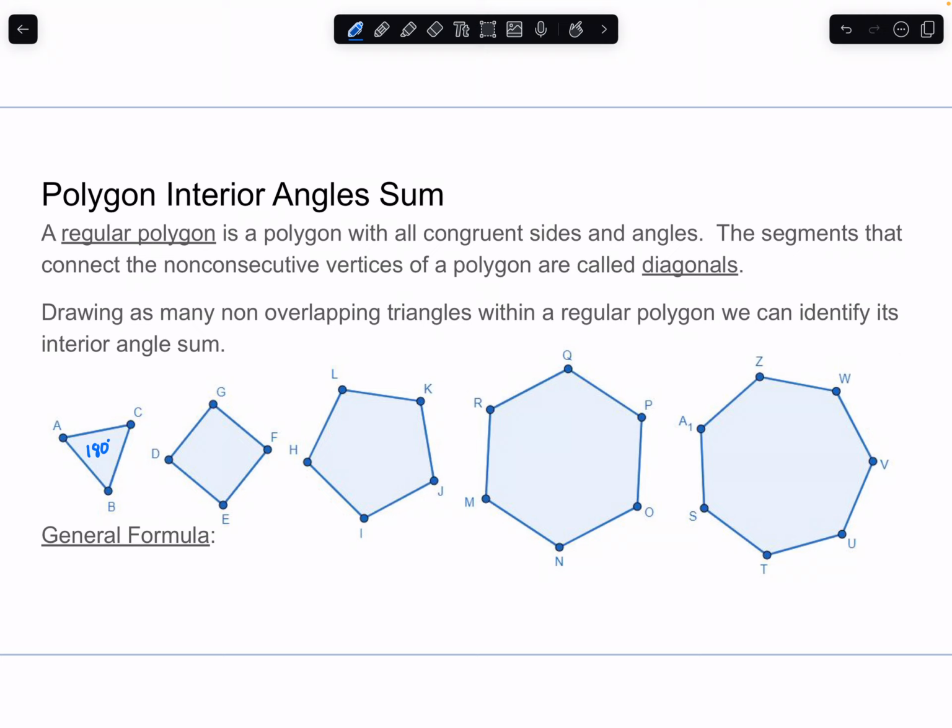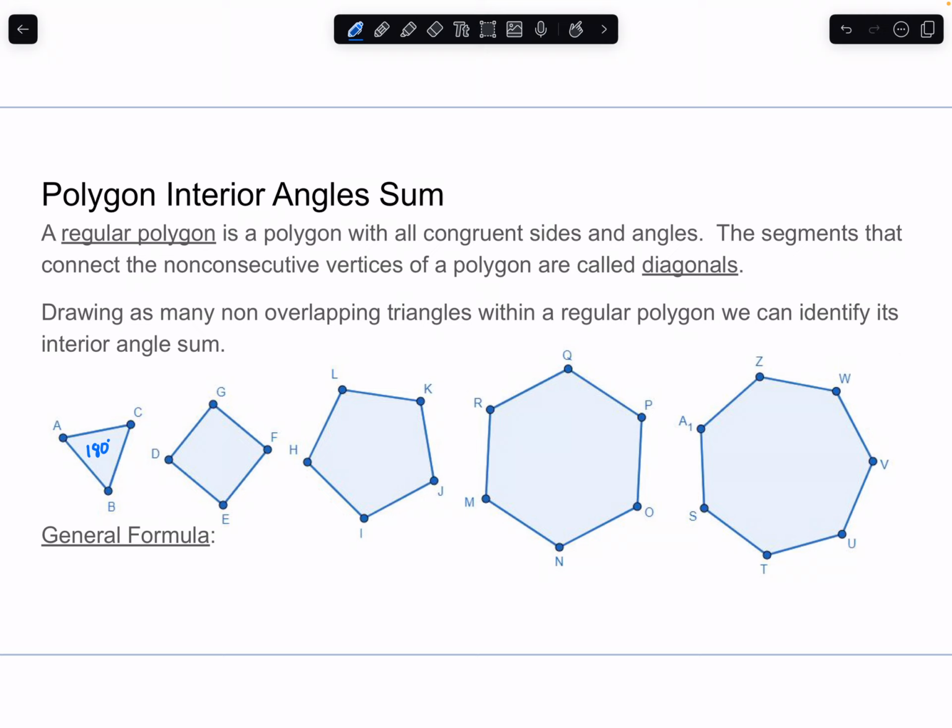To predict the total interior angle sum of any polygon, we're going to create triangles within these shapes. We know that a triangle adds up to 180. So what if we divide any polygon into different triangles? The only rule is that whenever you're constructing different triangles, the triangles cannot overlap.